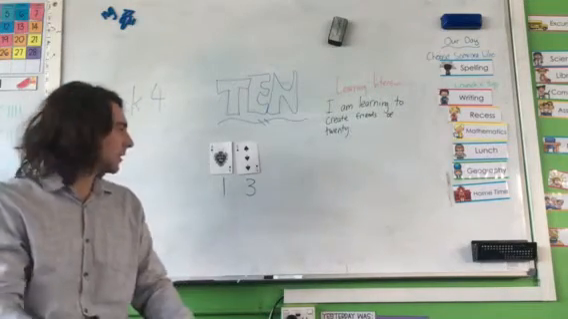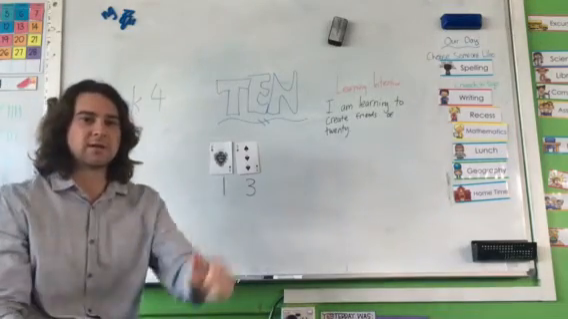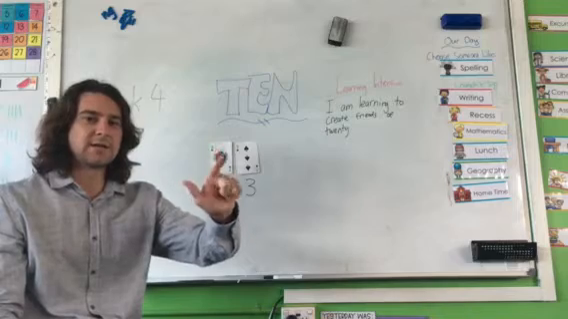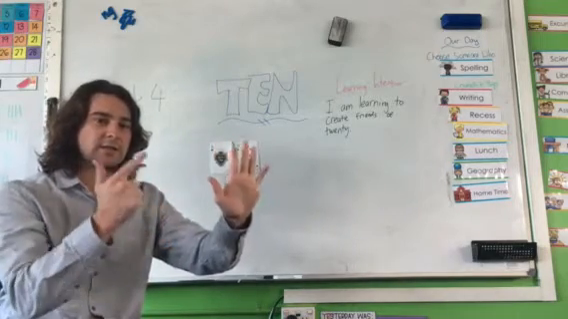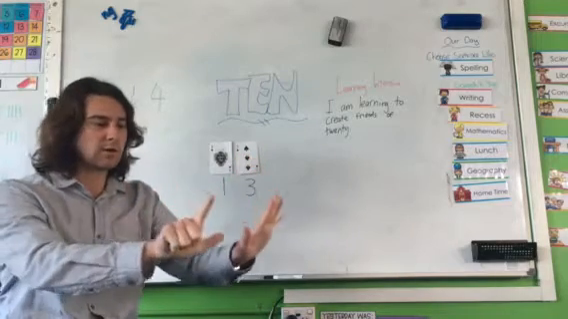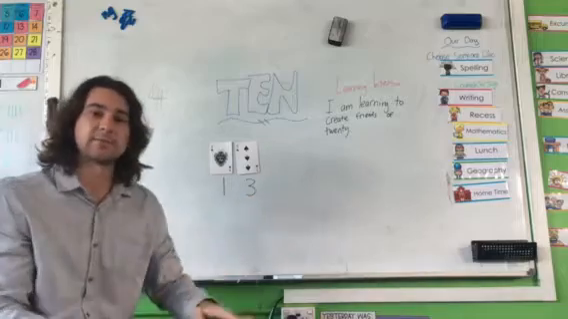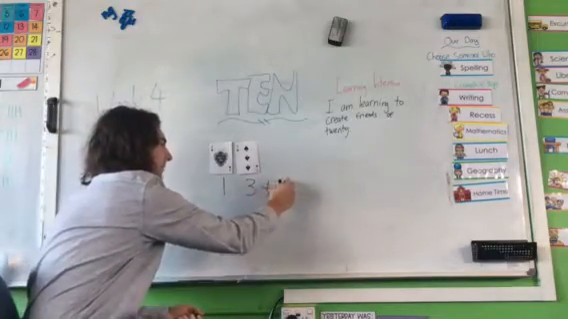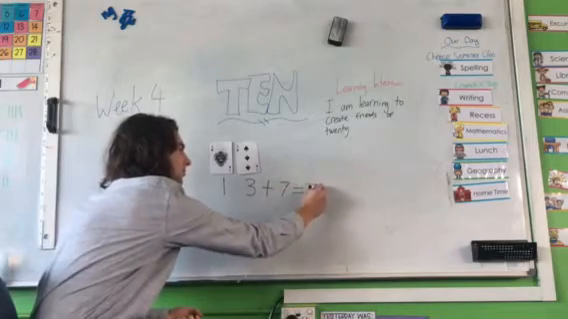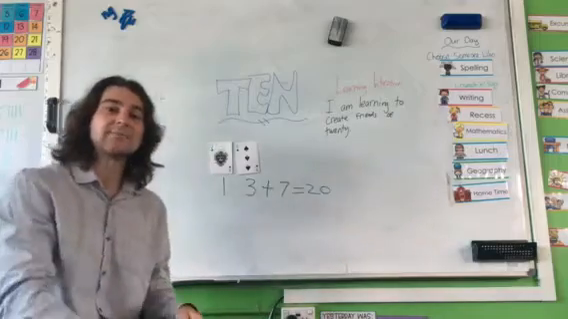So let's do that. 13, I've locked 13 in my head. 13, 14, 15, 16, 17, 18, 19, 20. What have I added on here? I've got 1, 2, 3, 4, 5, 6, 7. 13 plus 7 equals 20. So I know that 13's friend of 20 is 7.